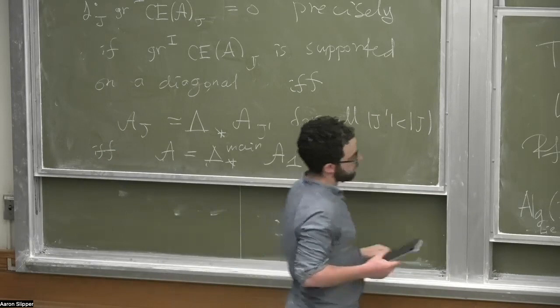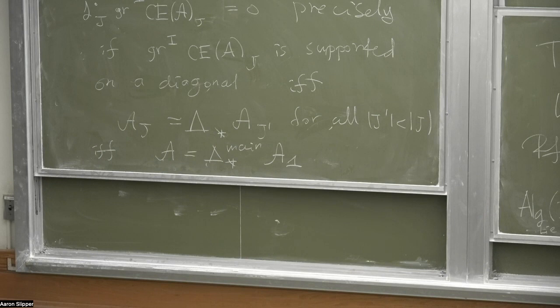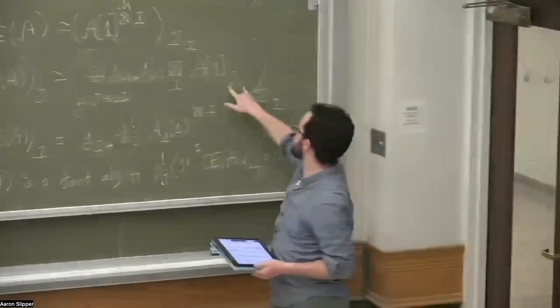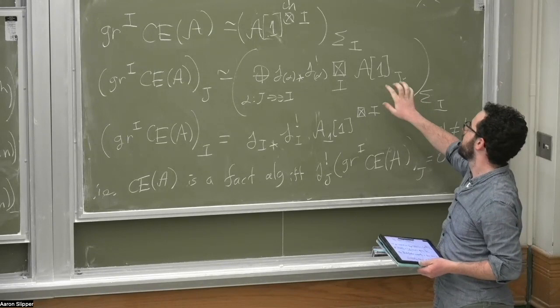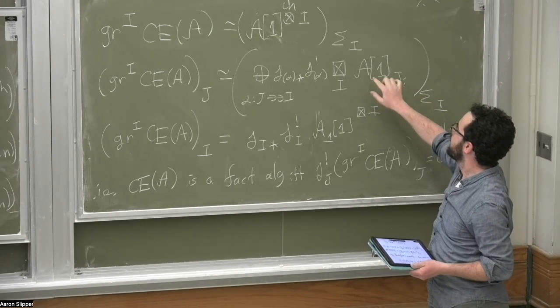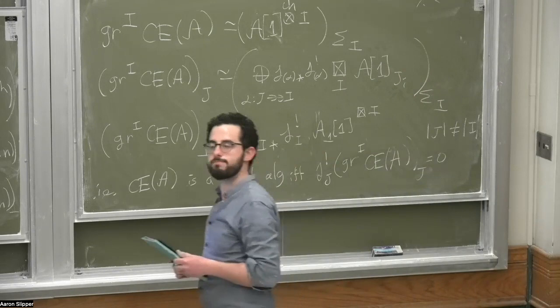Let me say it again. The main idea is that here we have the J I component of A1. If that is supported on a diagonal, when we restrict to the diagonal, we get zero. Except if J I is just a single element, and in that case there is no diagonal. So for any J I with cardinality greater than one, in order for that to be zero, we need exactly that it is supported on the diagonal. All right, I think that's all I have.